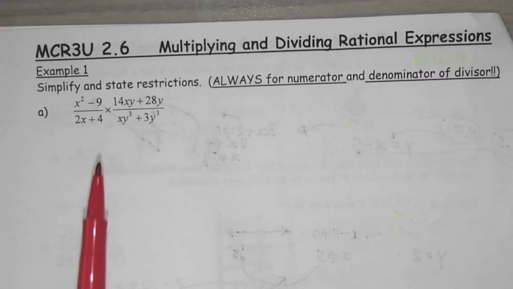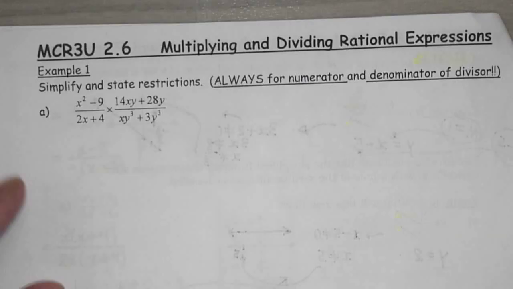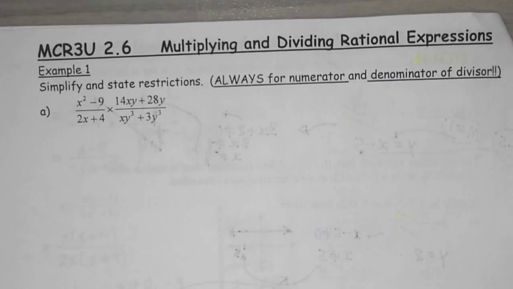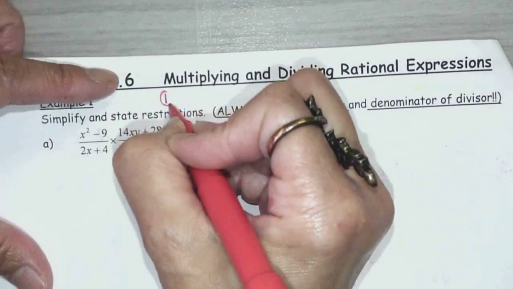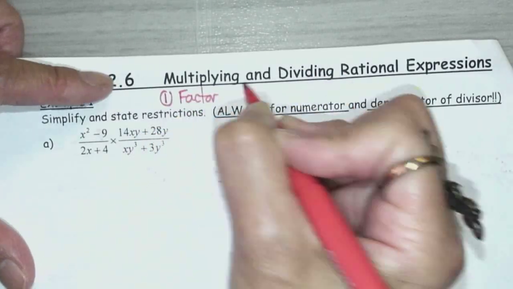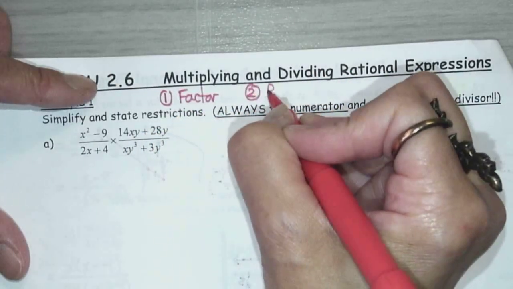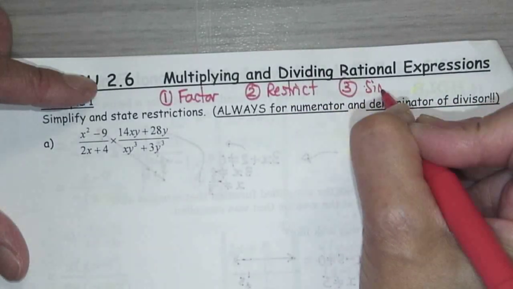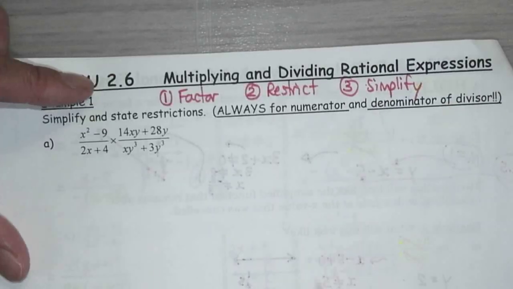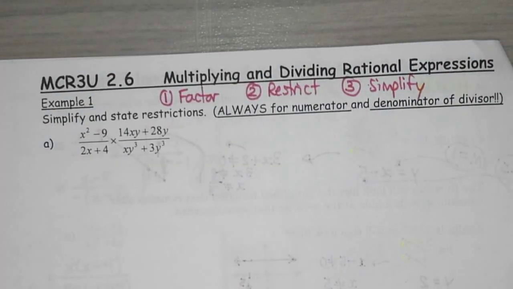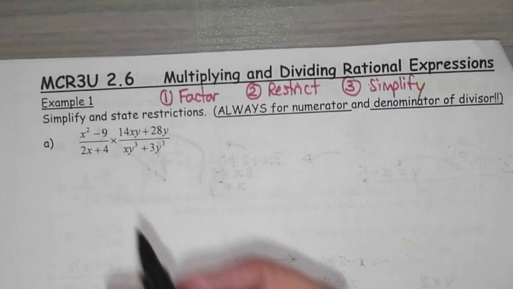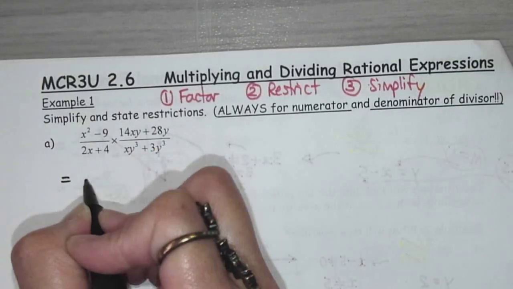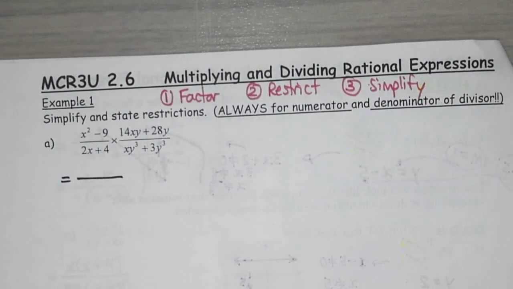So first thing we want to do, same as what we did before in 2.4, was factor. The second step was do restrictions. And then the third step was going to be simplify. So we still want to factor, restrict, and simplify. We're going to factor first. Some of the factoring I'm going to do is going to be a little bit faster. You need to be able to factor, right? It doesn't have to be quite as fast as me, but you have to be able to factor in a timely way.